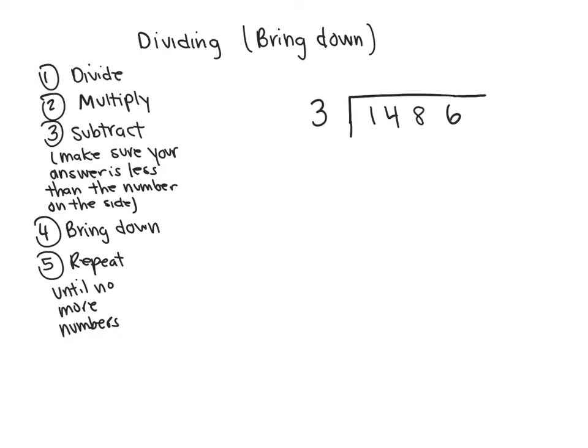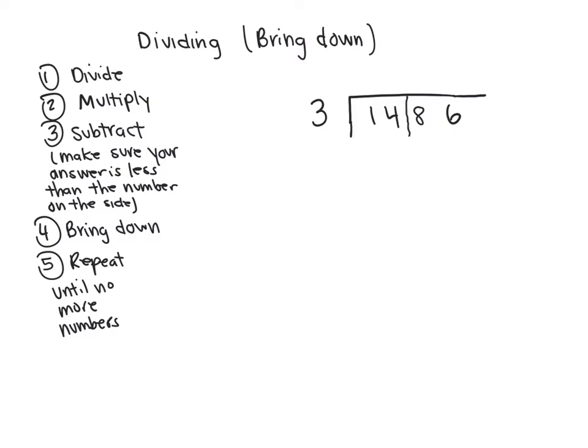Okay, so now we're talking about dividing using the bring down method. Again, you use the method that works best for you. So the first step is divide. So the first thing I want to do is ask, can I divide 3 into 1? I cannot. 3 is bigger than 1. So I have to do 3 divided by 14.